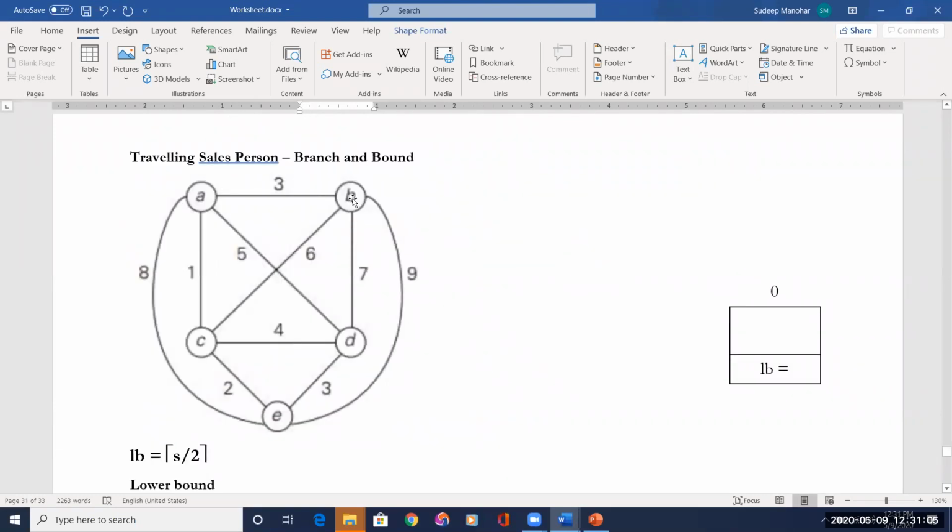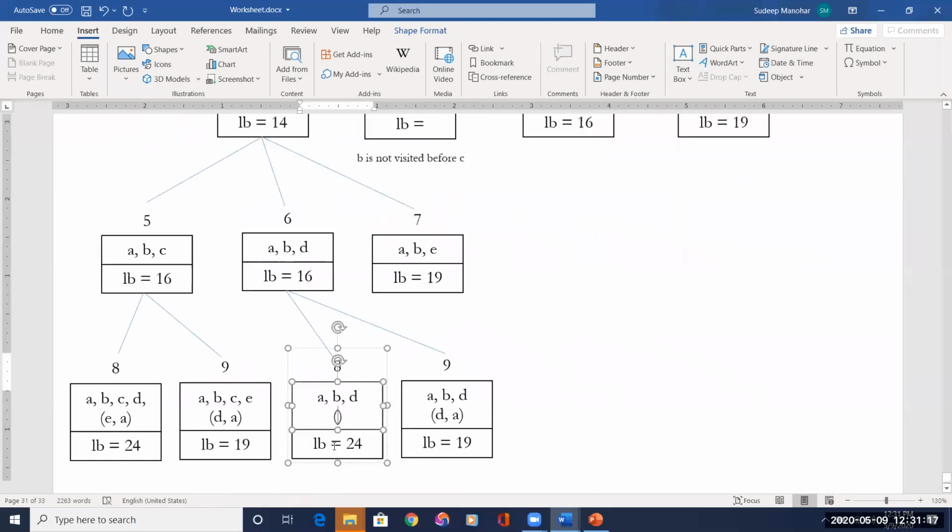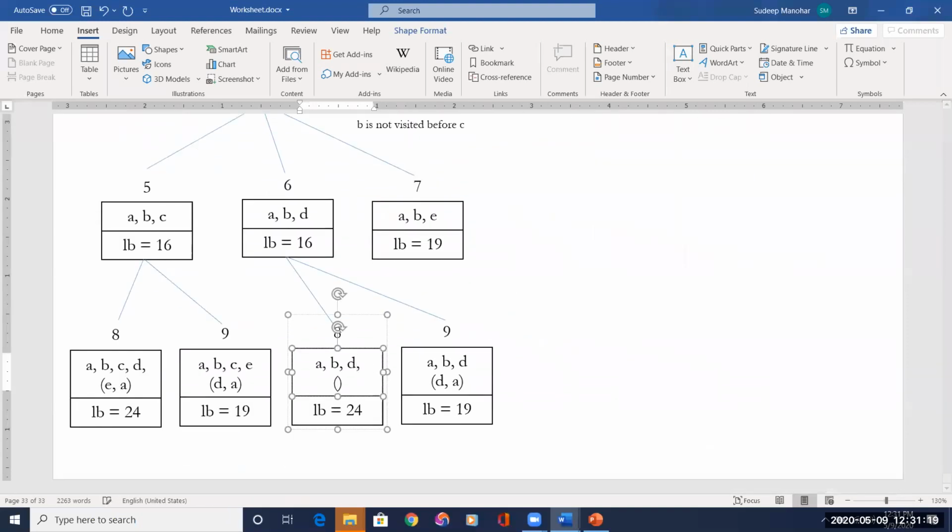You have visited A, you have visited B, you have visited D. From D, there are two options. One is to C, other one is to E. So two options are there. So I'll write that. One option is to C, other option is to E.